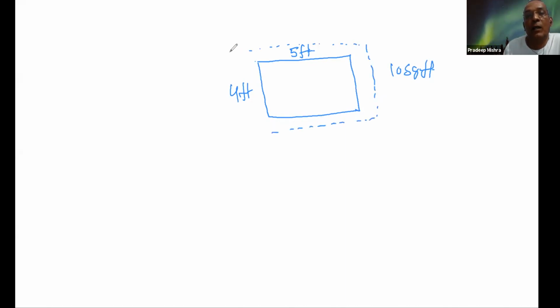When I say 4 by 5 feet, that means this must be the length because this is longer, and this is 4 feet, correct? Now I have 10 square feet of fabric which I want to put around this. I put a dotted line to differentiate. So I extend this, this, this, and this.